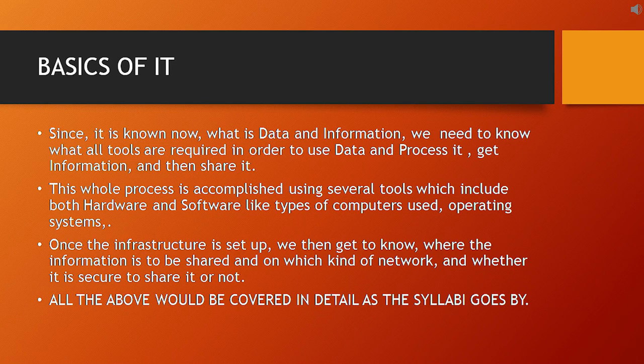Since it is known now what is data and information, we need to know what all tools are required in order to use data and process it, get information, and then share it. This whole process is accomplished using several tools which include both hardware and software and types of computers used, operating systems. Once the infrastructure is set up, we can get to know where the information is to be shared on which kind of network, and whether it is secure to share it or not. All the above would be covered in detail as the syllabus goes by.